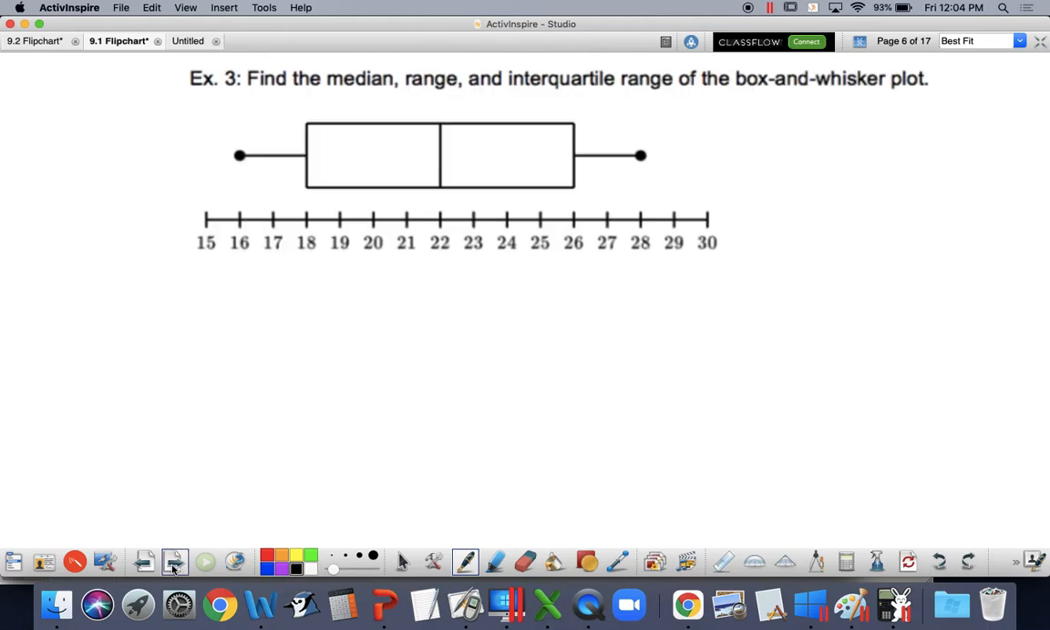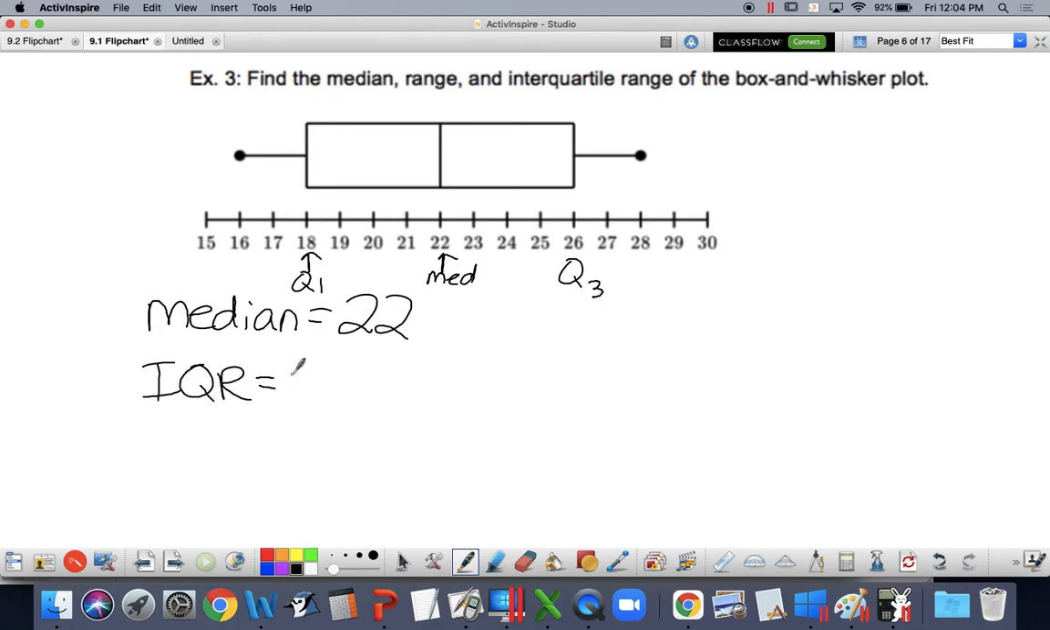All right, let's analyze. If I've given you a box and whisker plot here, I want to find the median, the range, and the interquartile range of this data. So what is my median value? 22, right? Right there in the middle. Down here at 18, we have Q1. Up here we have Q3 up at 26. So what is my interquartile range? 8. Yep, 26 minus 18, 8.